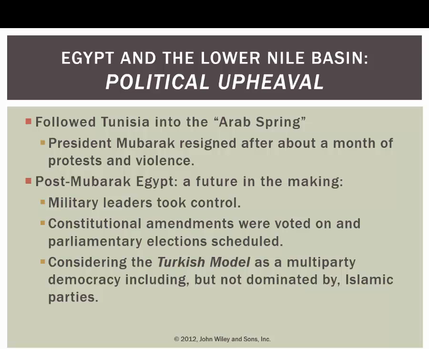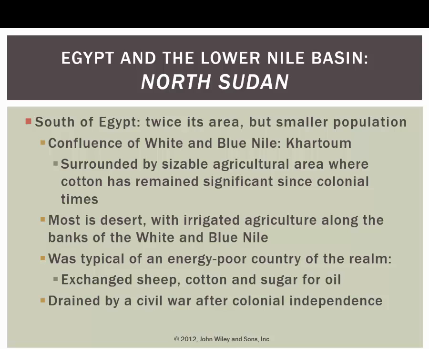Protesters demanded the removal of longtime President Mubarak, who eventually resigned, and then the military took control. Egypt is still at a political crossroads as a result. We saw South Sudan in the previous chapter.